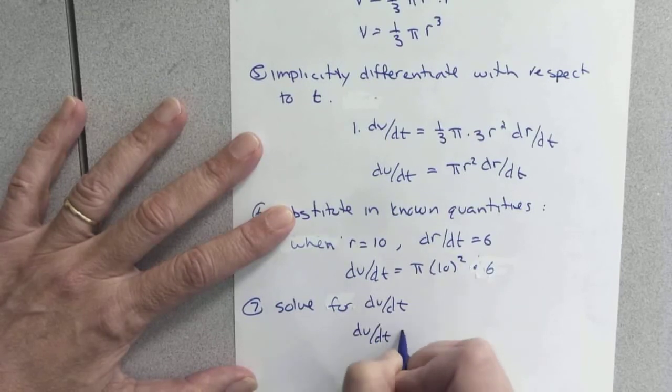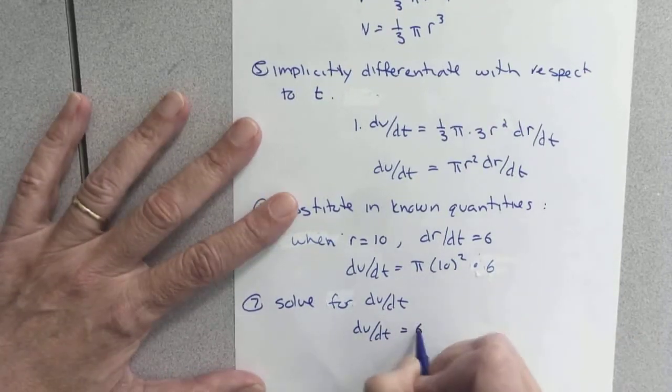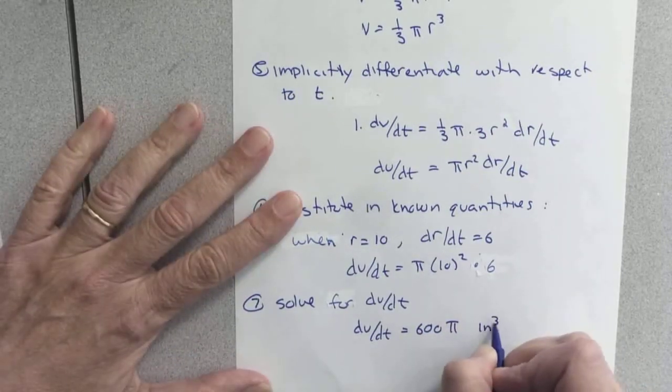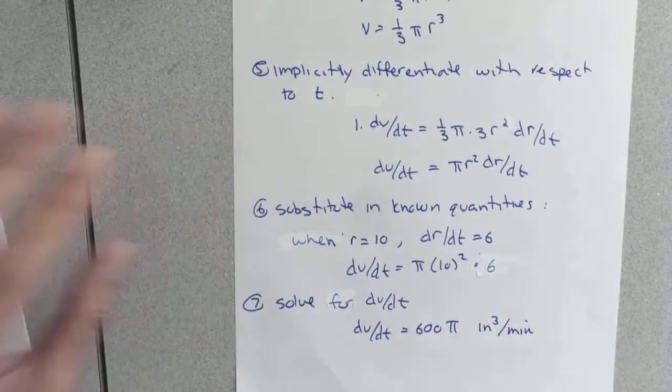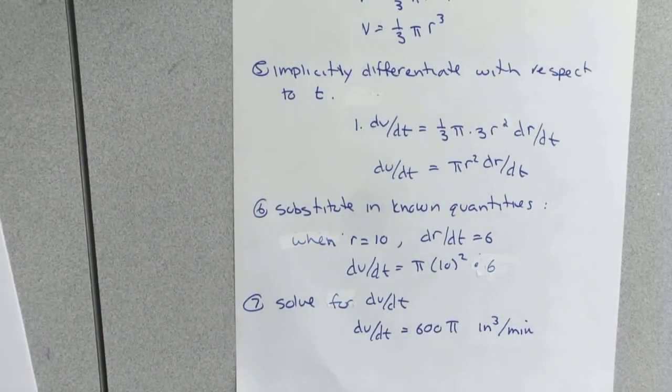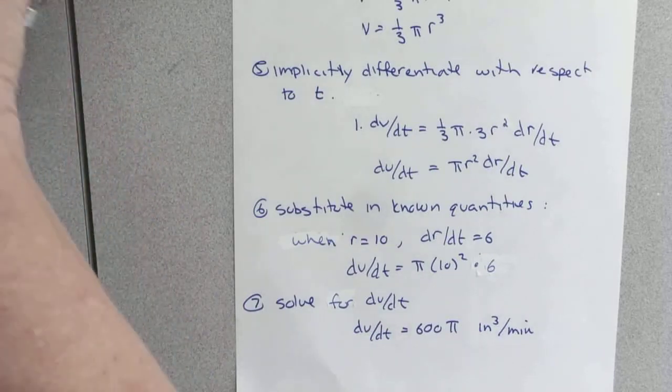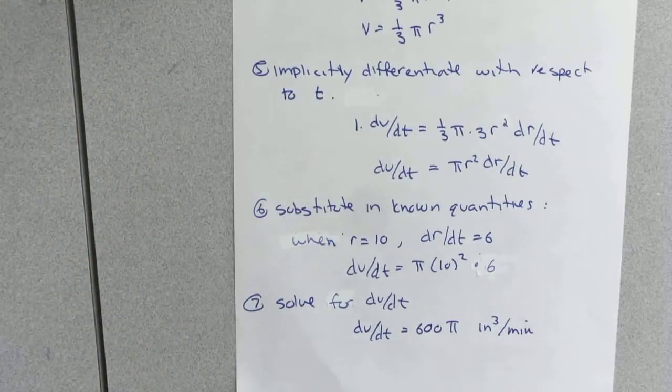So I'm going to get dv dt equals 600 pi. Not much here as far as solving. And then if we wanted units, they told us that it was inches per minute. So this would be cubic inches per minute. Cubic because it's volume, and volume is measured in cubic inches. Now, I'm not going to worry greatly about the units, but if you like units, there's the units. Okay, we will conclude this video with the end of this problem and go on to the next problem.